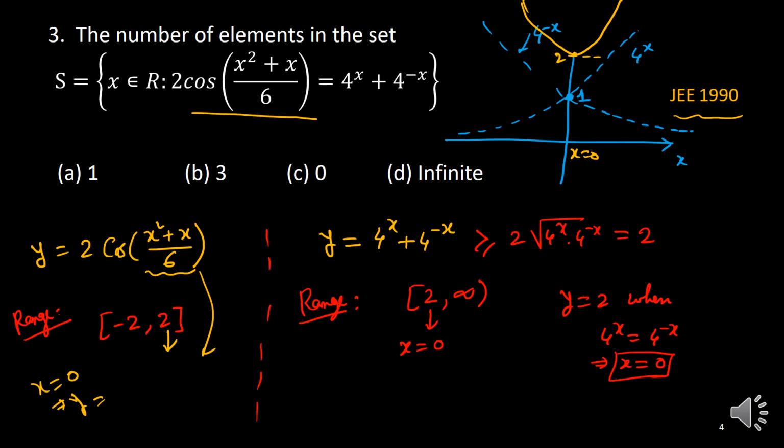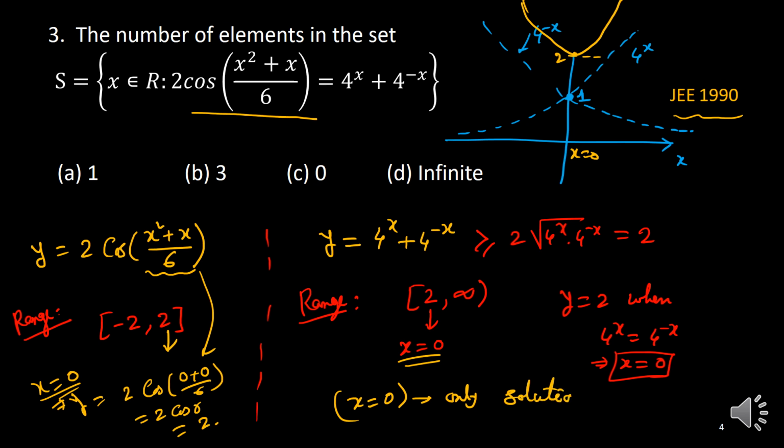Y equals 2 into cos of 0 plus 0 by 6, which means cos 0, and cos 0 is 1, so it is 2. It's good. So at x equal to 0 its value is again 2. It's matching. With x equal to 0 here it is 2, and with x equal to 0 the left hand side is also 2. So I have only one solution, that is x equals 0. This is the only solution.